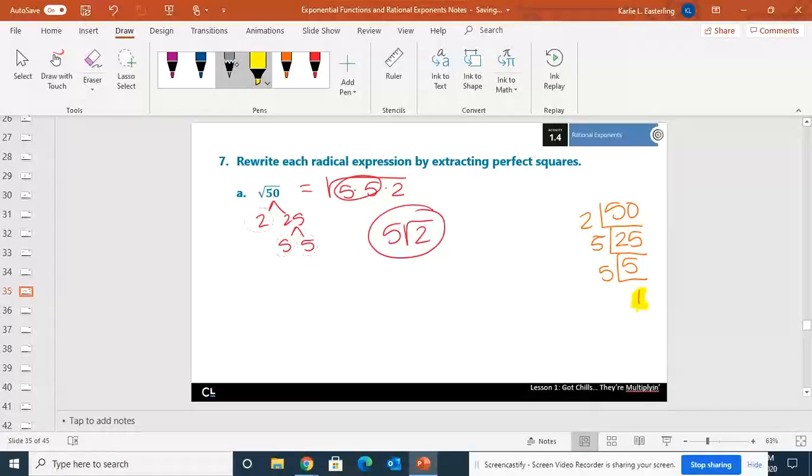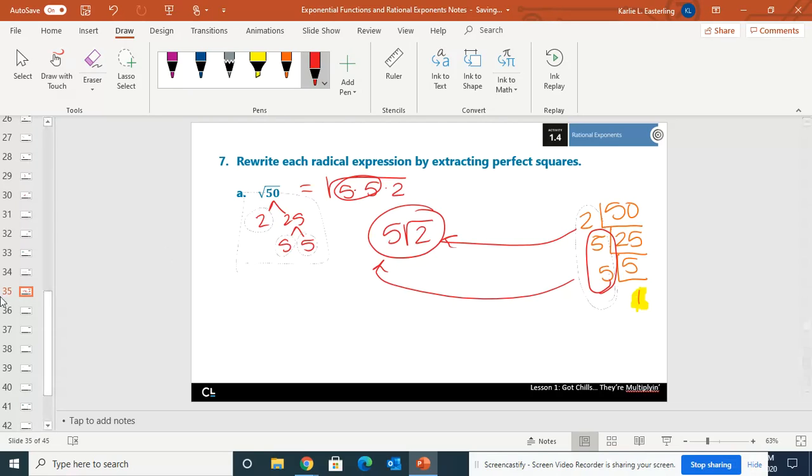All of your factors are then given to you over here on the left. So 2 times 5 times 5, which we showed over here earlier. So at that point, you can look at this, recognize that you're going to have 2 5s, pull that 5 out, and put your 2 under the square root. So if you're struggling with your factor trees, that's another way that you can go about it.